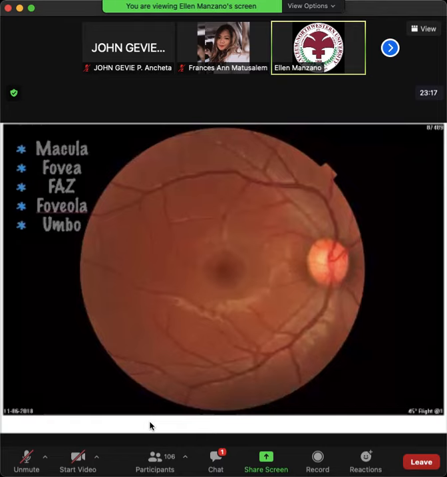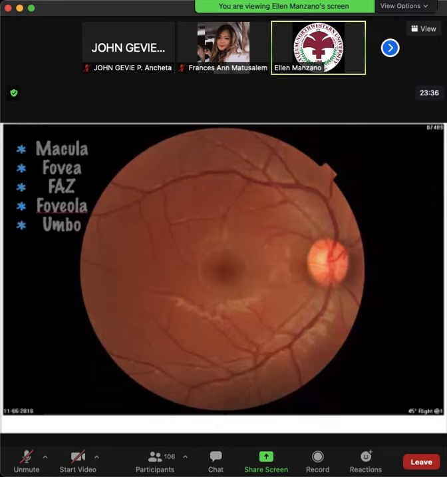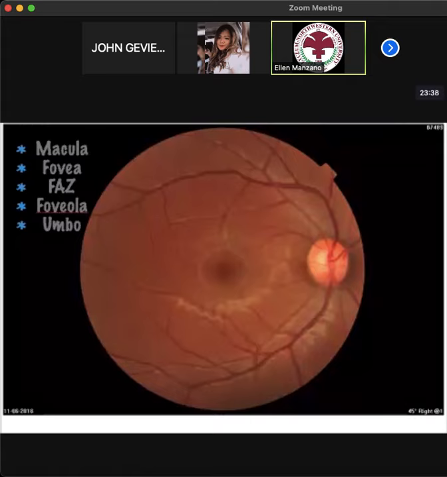So this is the fundus photo or picture of the right eye. How do you know that this is the retina of the right or left eye? And is this a normal or abnormal retina?